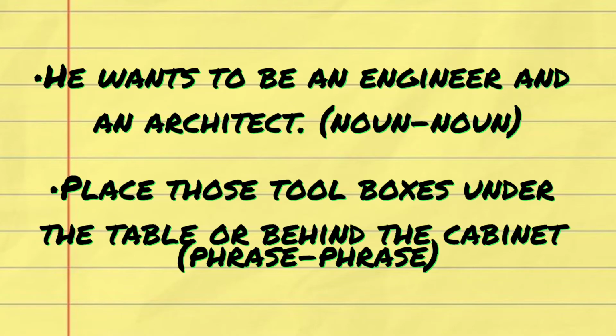First, he wants to be an engineer and an architect, so a noun to a noun. In this, we use our coordinating conjunction and to connect these nouns, the engineer and the architect. Second, place those tool boxes under the table or behind a cabinet, so a phrase to a phrase. In this example, the joining word or is in use to offer choices. So in this item, it's your choice to put these tool boxes under the table or behind the cabinet.